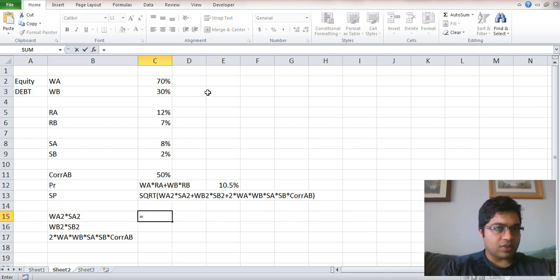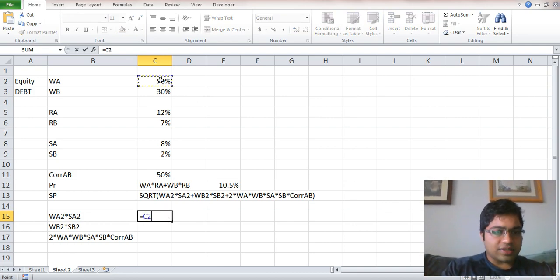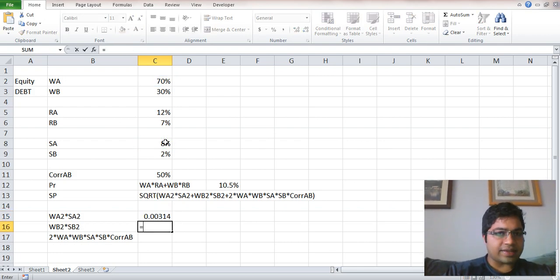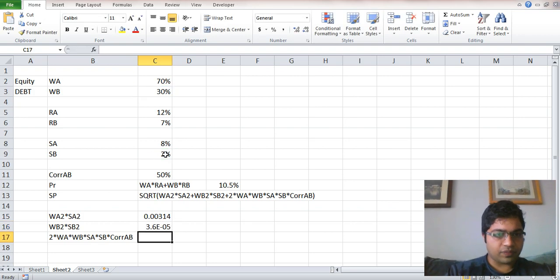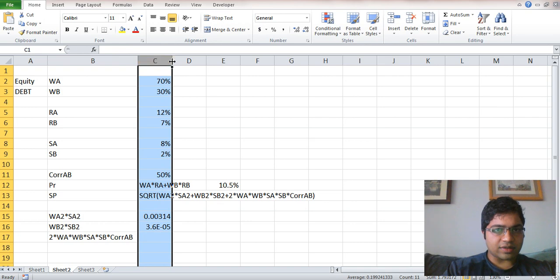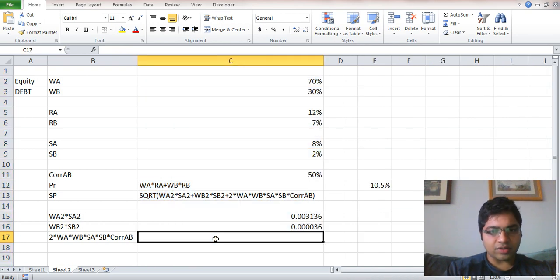It is simply 0.7 square multiplied by 0.8 square. Next is 0.3 square multiplied by 0.2 square.